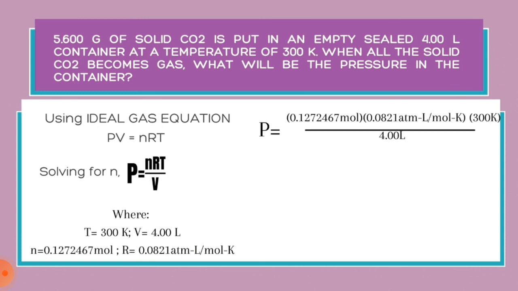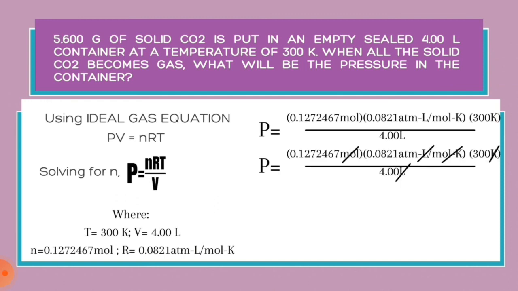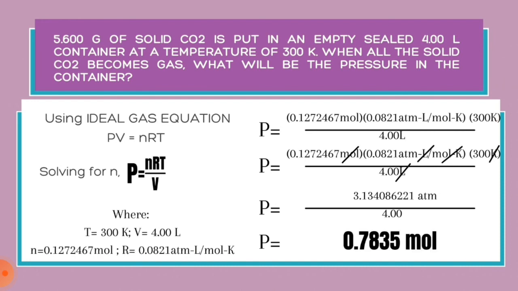So substitute. P equals 0.1272467 mole times R, 0.0821 atm-L over mole-K, times 300 K, which is the temperature, over 4 liters, the volume. Cancel the same units. The only unit left is atm. So P equals 3.134086221 atm over 4. So we have the pressure of 0.7835 atm. So that's atm, I'm sorry.